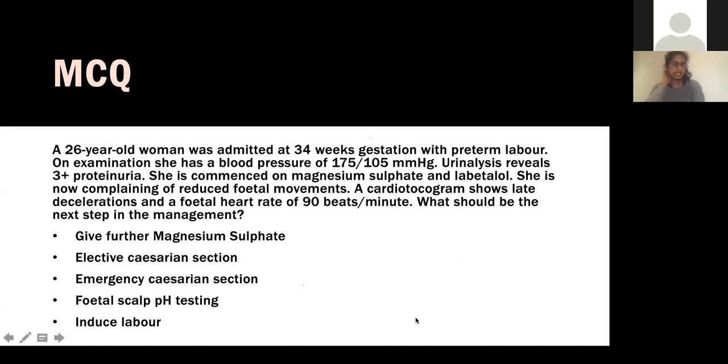Okay, so I think this is the last question, actually. You've got a 26-year-old woman admitted at 34 weeks gestation with preterm labor. She's got a raised blood pressure, urine shows 3+ proteinuria, and she's got late decelerations, fetal heart rate of 90 per minute. What's the next step?